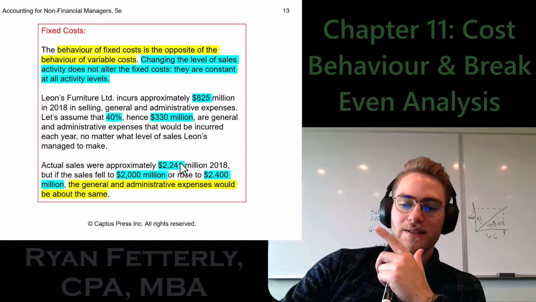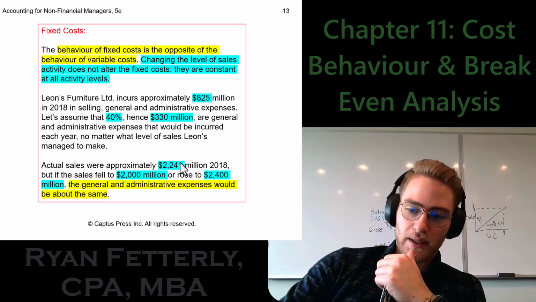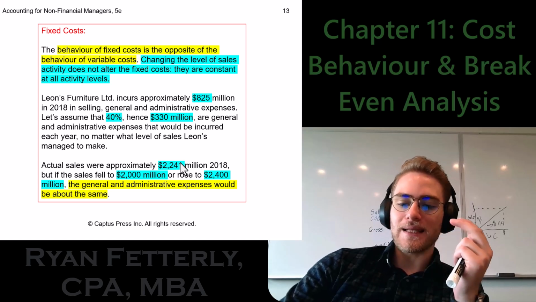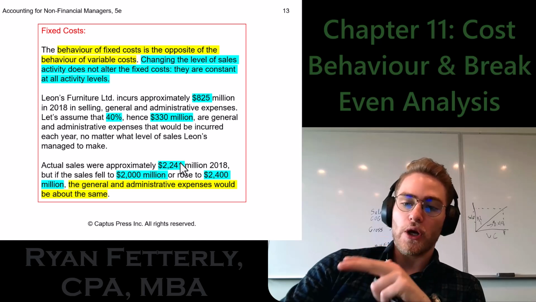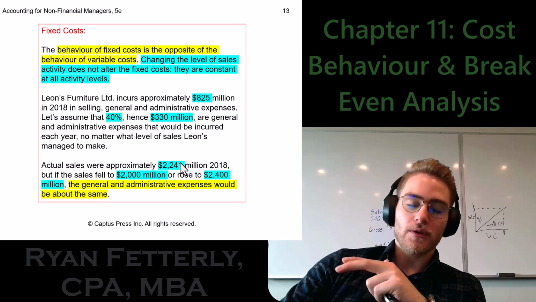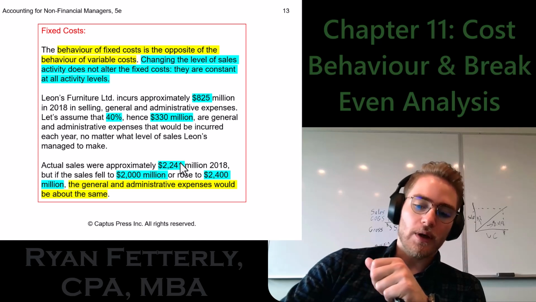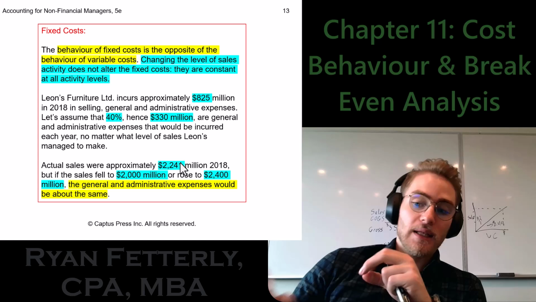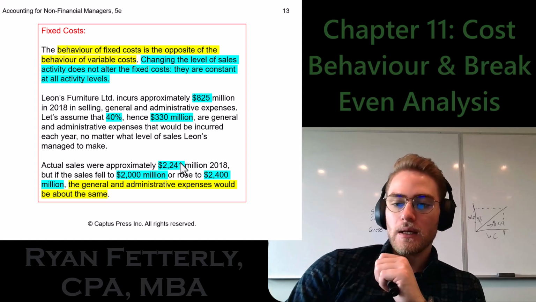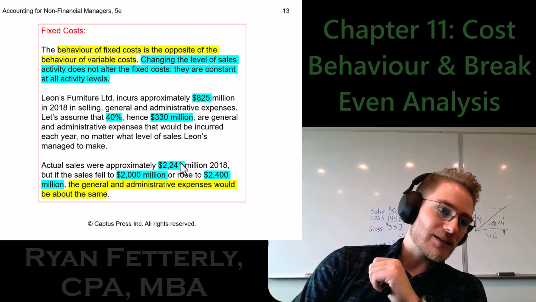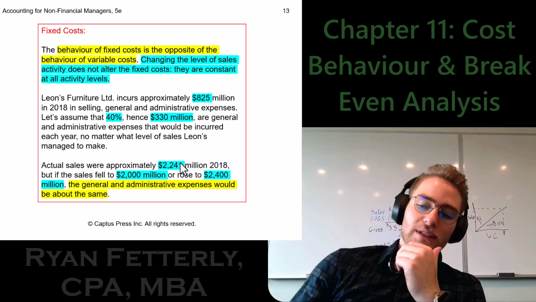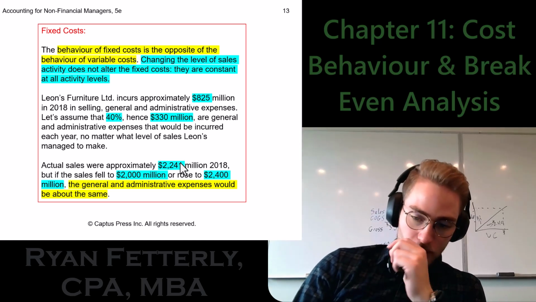But if sales fell from 2.2 billion to 2 billion, or rose to 2.4 billion, basically what you would expect is that the general and admin expenses would not change, right? So that 330 million, whether we go up to 2.4 or down to 2 billion, should stay exactly the same. Whereas your selling cost, that's a lot of commission. We know commission goes up and down with sales because our sales staff make a percentage of our sales, right? So it's perfectly related.